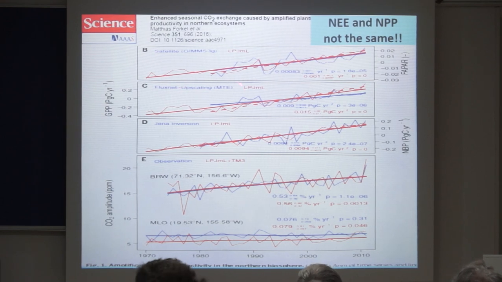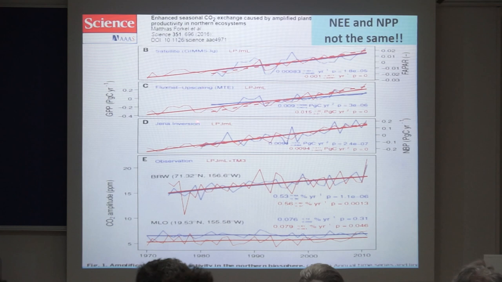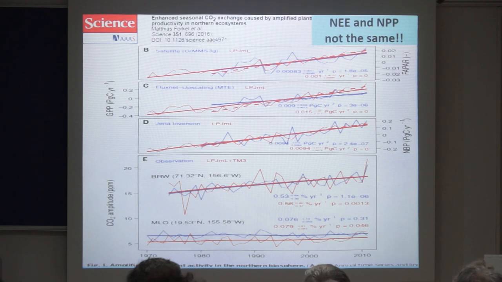FluxNet-based model runs, and CO2 flask data inversion runs, all of them have the same upward trend. Now, probably not too many of you are carbon cycle specialists, and this is part of the reason why. There's very important but very subtle differences between GPP, which is gross primary production, basically daily photosynthesis, net primary production at the end of the year, which subtracts respiration costs to the living plants, and then finally net ecosystem exchange, which is the final CO2 exchange of the entire ecosystem.